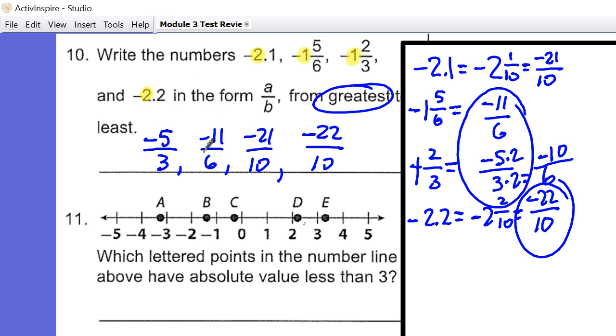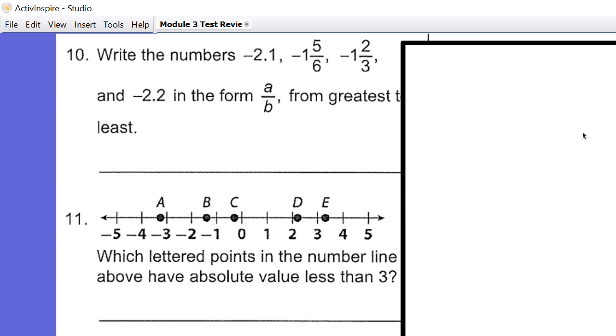That is definitely one of the harder questions on the test. I hope that what I did helps. Let's go ahead and take a look at number 11.